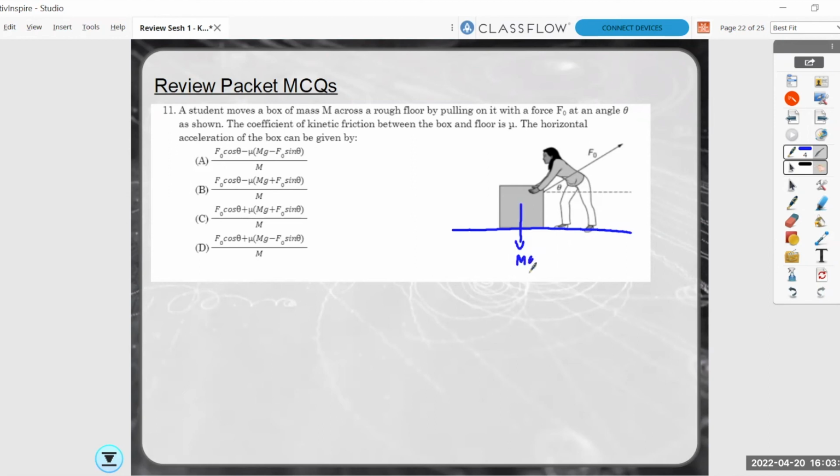We've got mg down, this pulling force F0 up. We're also going to have some kinetic friction force this way. And it's going to be important here to consider the 2 components of F0. We'll have an F0 cosine theta this way, and then F0 sine theta this way. So the very first thing is, of course, all of these start with F0 cosine theta, because that's the component of our force that's pulling in the right direction.